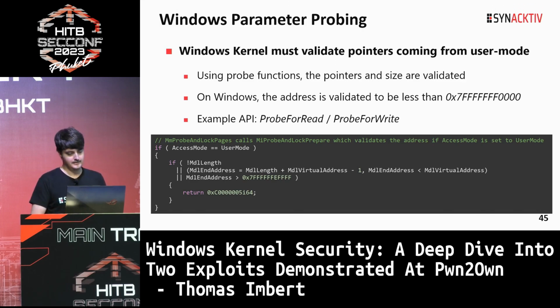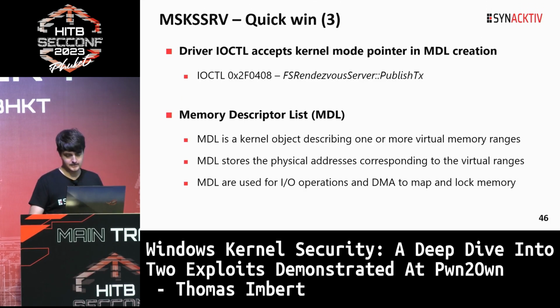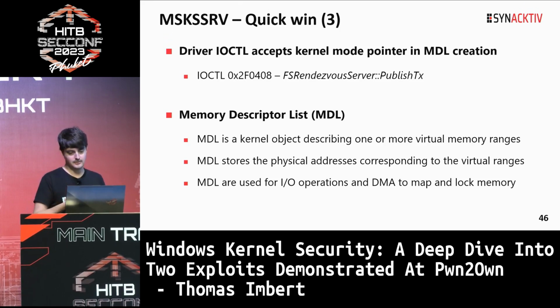And as you can see in the code, if you actually pass the user mode access mode, there will be a check to see if the address does not belong to the kernel. And here we don't have this check, so that means that this IOCTL 2F0408 is accepting kernel mode pointers, and that's pretty bad. But at this point we don't know how it's used. It's used in MDL creation.